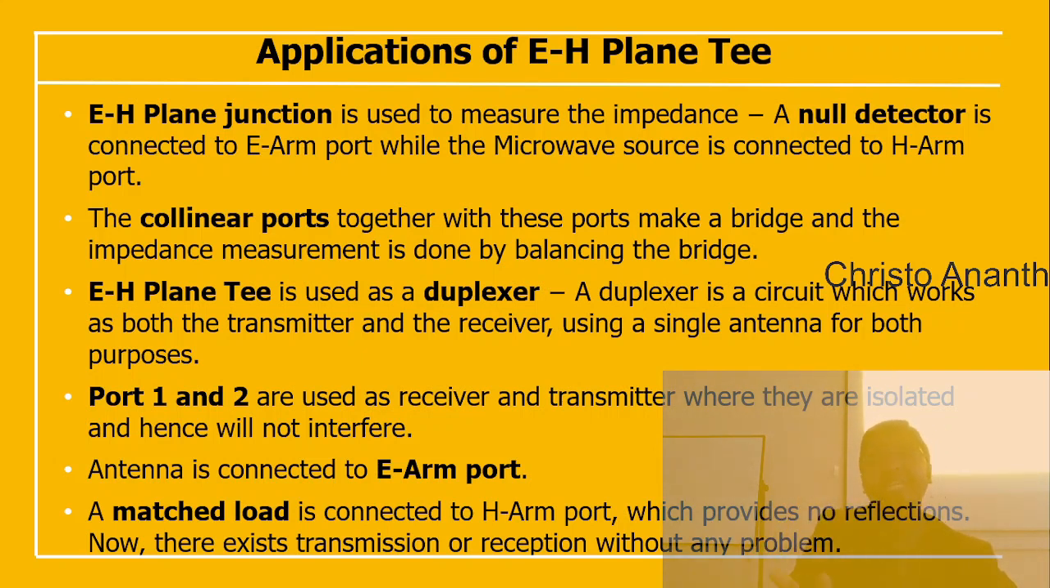Okay. So the antenna you are connecting to the E arm port, and the match load you are connecting to the H arm port. So that is providing no reflections. So there will be transmission or reception without any particular problem.